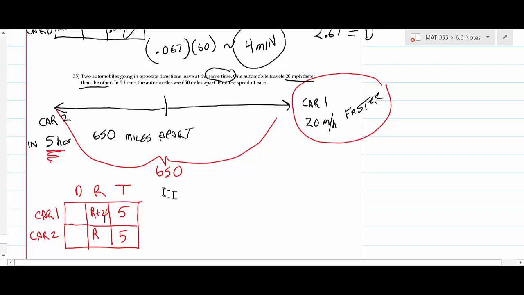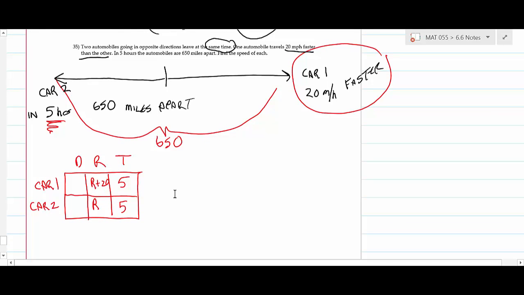Now the distances. Now I'm going to take a totally different approach on this. Let me ask you a question. Do these two cars travel the same distance or different distances? One of them is going 20 faster than the other one. That's the whole key. They're going different distances. Which one's going to go further? Car 1, because it's faster, right? The faster you go, the further you go. So these distances are different, so I'm going to give them two different variables. I'm going to say D1 and D2, like that.